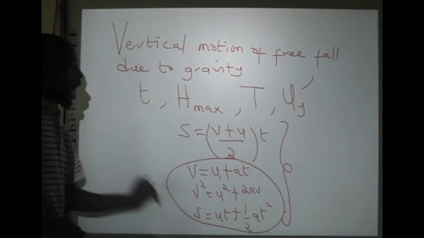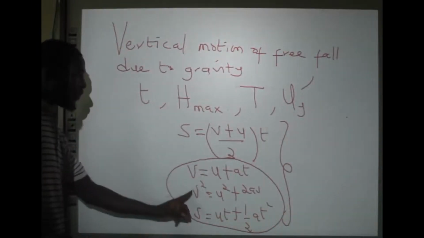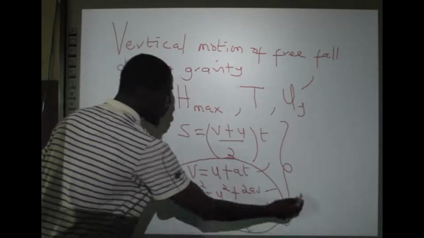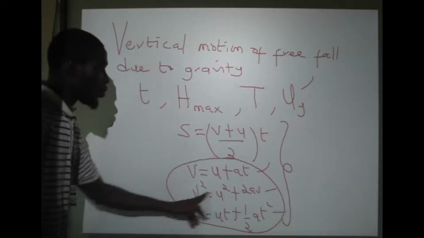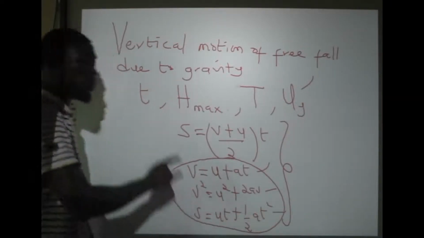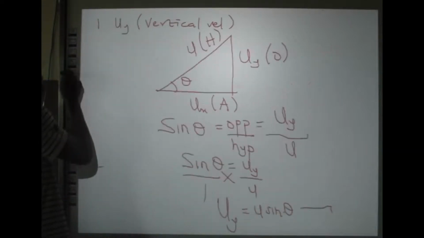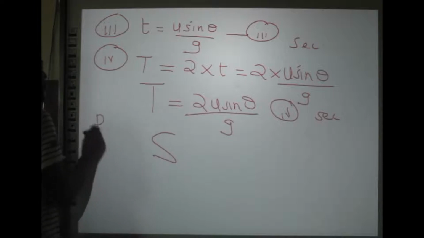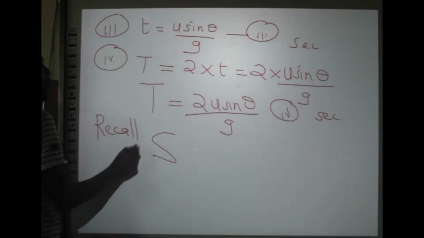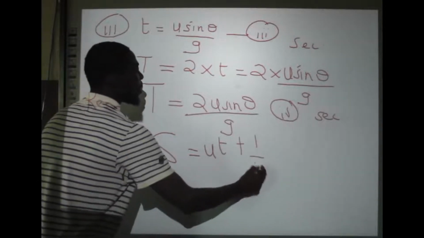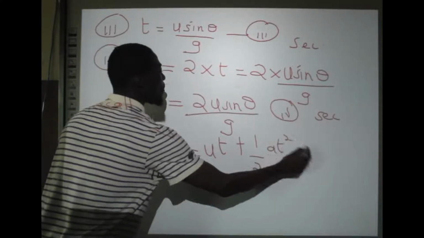Don't forget that our expressions, we've used this, this is out of it. We've not used this, we've not used this. So that means we can use one of the two to get the expression for time of flight. And that would be the fourth equation. S is equal to ut plus 1 over 2 at squared. Our S, if you recall, is equal to ut plus 1 over 2 at squared.